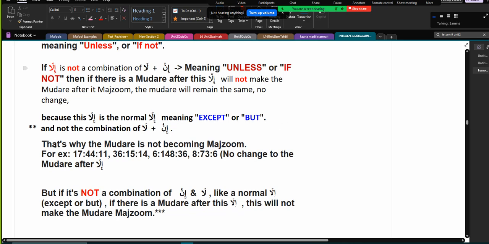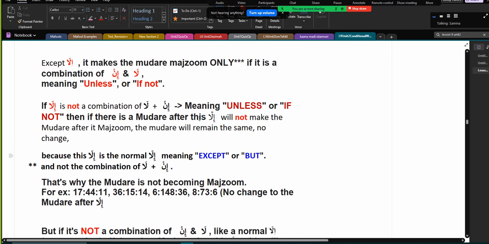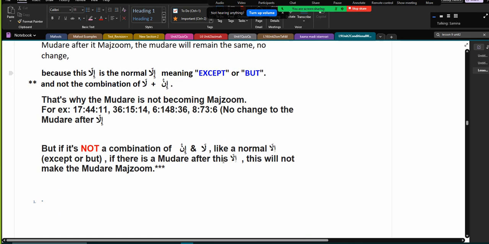Because this illa is the normal illa, meaning except or but. And if you want to know the differences, you should look at the translation. If the meaning is unless, or if not, then the mudari will be madzum. That is the jazim conditional article. If it is except or but, then it is not the jazim conditional article. It is the normal illa which we learned in our unit 1.